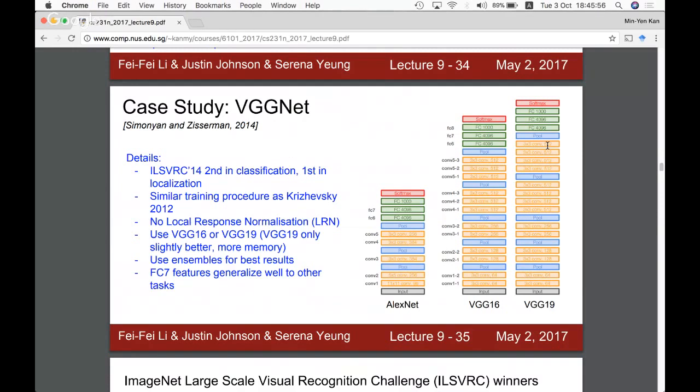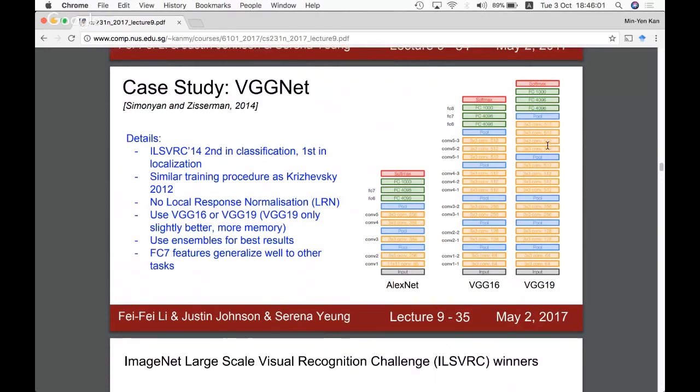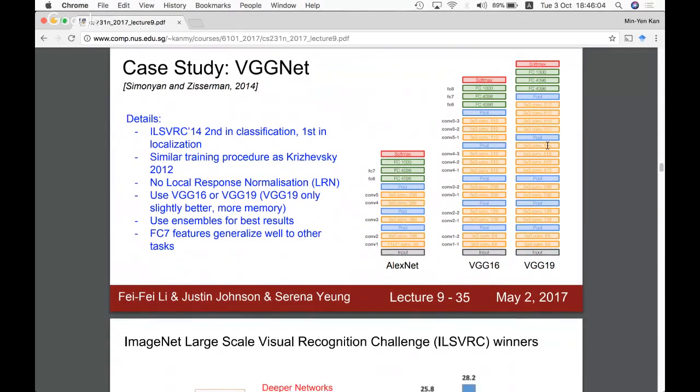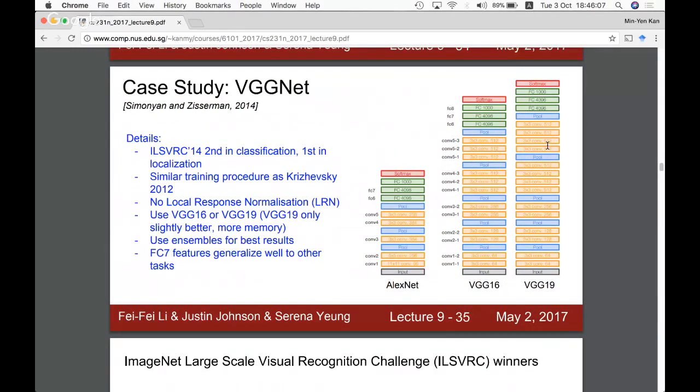So you draw a bounding box around the object, and the training procedure is similar to the last one. In this one you don't use any local response normalization. In AlexNet you had these normalization layers in between, but it turns out that adding or removing those layers doesn't really improve performance, so they just removed them. There are two variations of this, a 16-layer and a 19-layer network. The 19-layer one is only slightly better, with more memory.